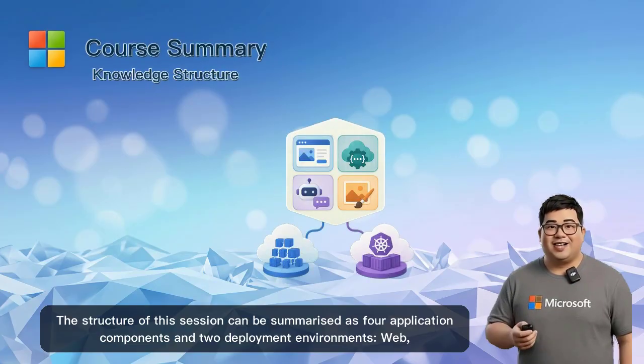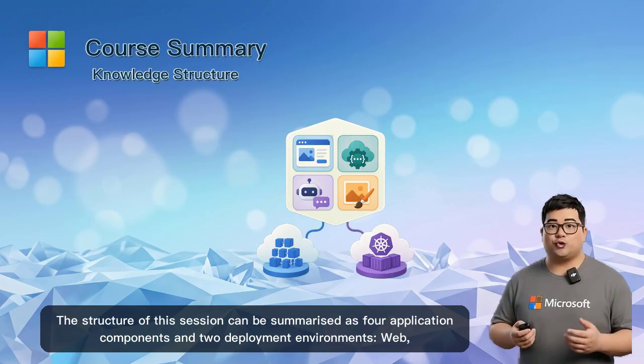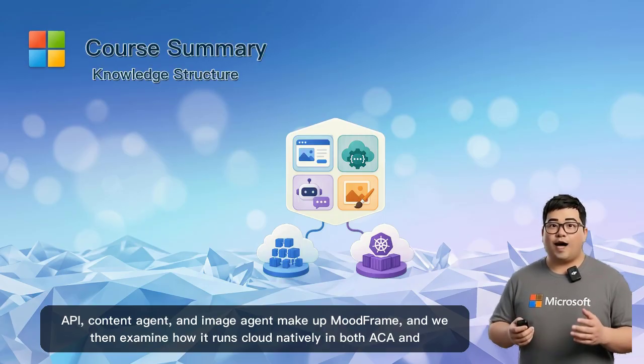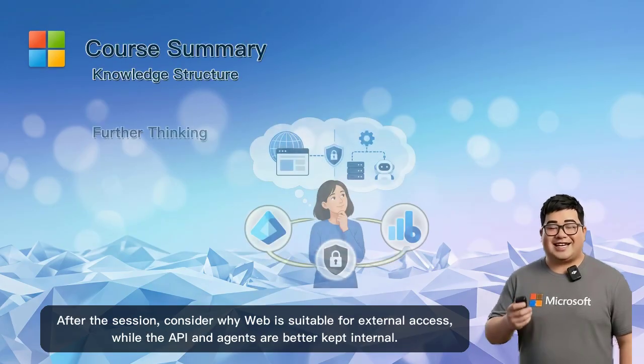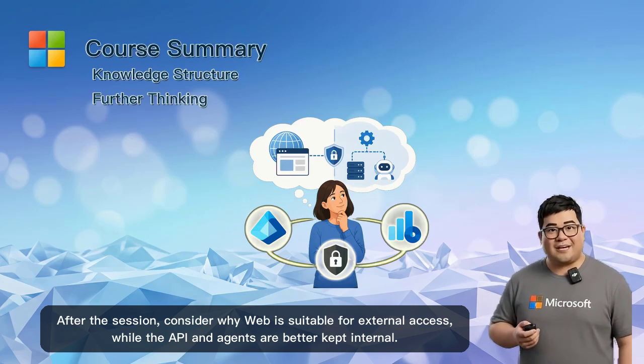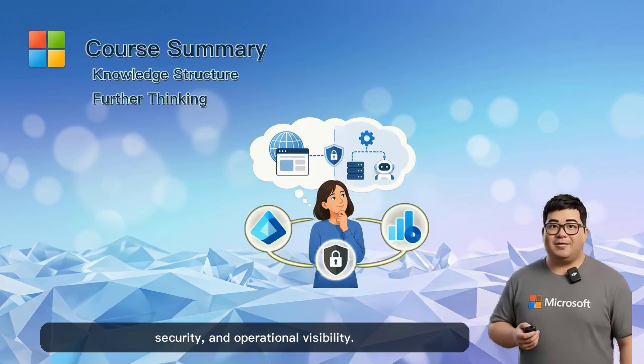The structure of this session can be summarized as four application components and two deployment environments. Web, API, content agent, and image agent make up MoodFrame, and we then examine how it runs cloud-natively in both ACA and AKS. After the session, consider why web is suitable for external access, while the API and agents are better kept internal. Also think about how Entra ID, Defender, and Log Analytics protect the workload from the perspectives of identity, security, and operational visibility.